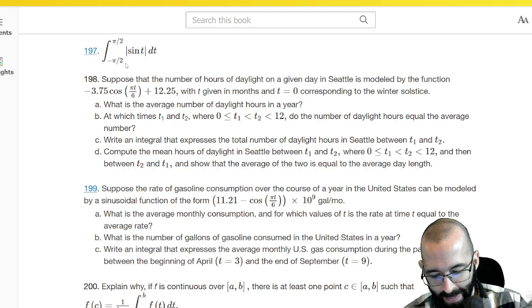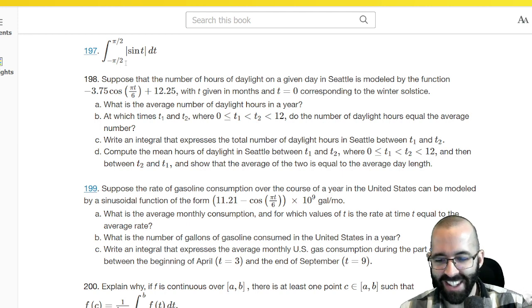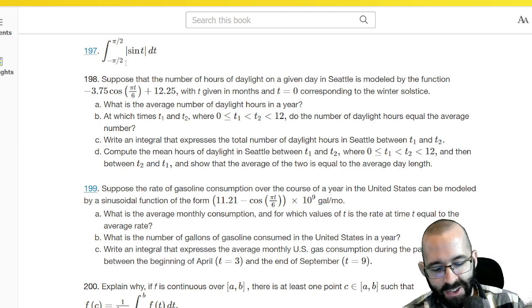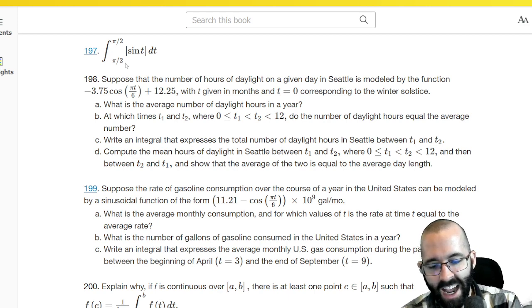And now we do part C and then part D and then lunchtime. Write an integral that expresses the total number of daylight hours between these two equinoxes, like spring equinox and fall equinox. Is that what they're called, I think? The total number of daylight hours between that is just going to be the integral, adding them all up. Adding up all the days.